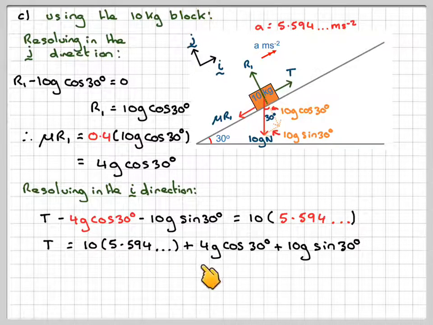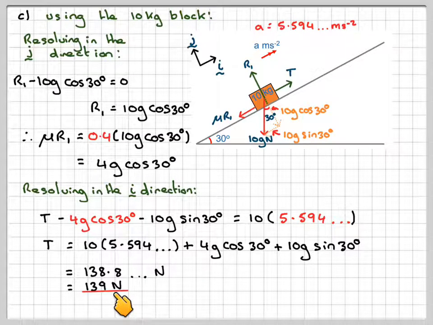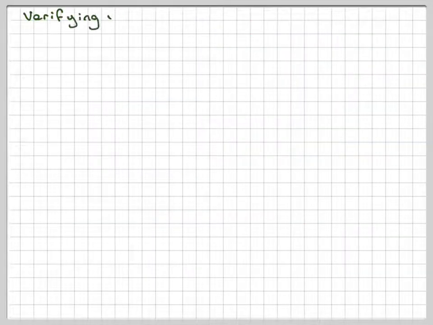Again, put it in my calculator, make sure I don't miss out any g's in the calculation, and then use the memory recall for that one. That gives you 138.8 newtons recurring, and therefore rounded to 3 significant figures it's 139 newtons. Now that's the end of the question, but we can verify this value is correct by checking the other block.